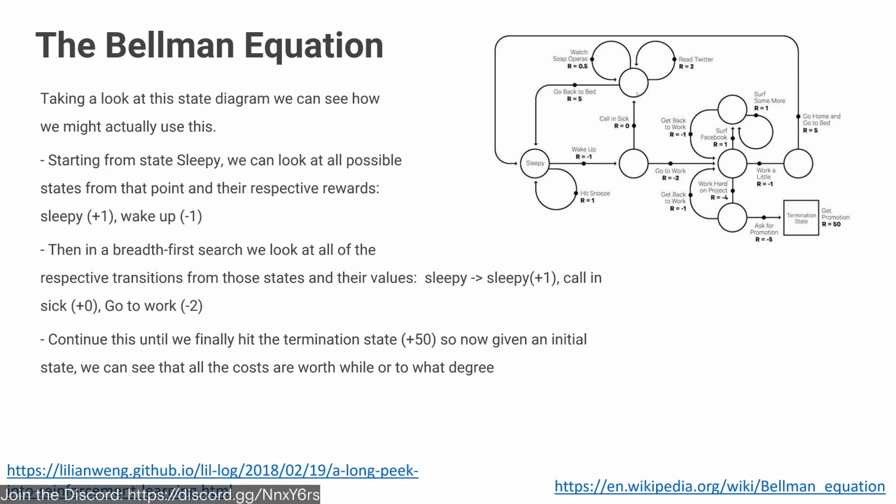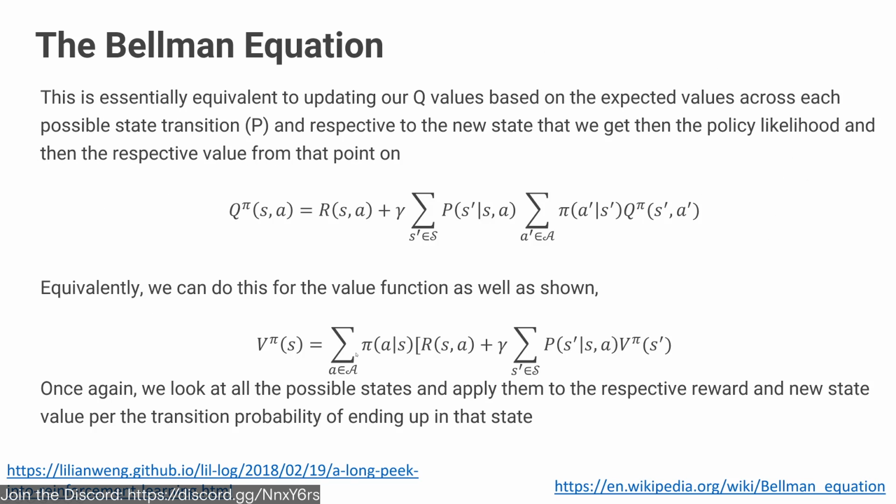And now you can see how we just constantly go down this path, and we're going to add 2 and 0.5, so 2.5 to this, and this is going to go back to sleepy, which is now going to be equivalent to 1.5 because we lost 1, and so on and so forth. And so that's the way that we continuously expand on this in a breadth first fashion. We're constantly updating these values based on the likelihood of taking a particular action.